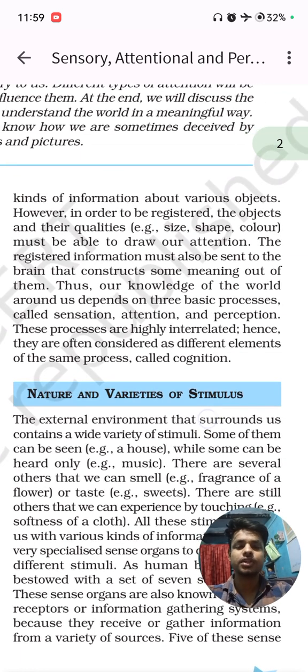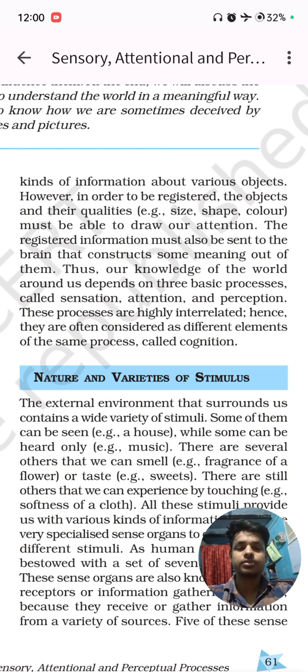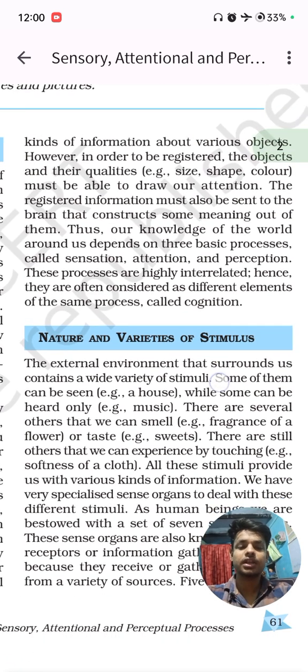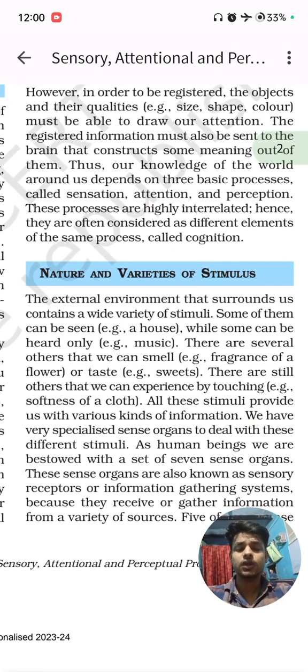However, in order to be registered, the objects and their qualities, for example size, shape, color, must be able to draw our attention. The registered information must also be sent to the brain, which constructs some meaning of them. Thus, our knowledge of the world around us depends on the three basic processes called sensation, attention, perception. These processes are highly interrelated. Hence, these are often considered as different elements of the same process called cognition.